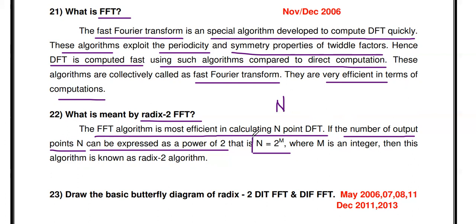That is, capital N equal to 2 to the power m, where m is an integer, m equal to 1, 2, 3, etc. Then this algorithm is known as the radix 2 algorithm. So that's why we refer to this fast Fourier transform algorithm as radix 2. Radix 2 means the number of output points, capital N, can be expressed as a power of 2. So that's why the FFT algorithm is otherwise called radix 2 FFT. It is also one of the university questions.